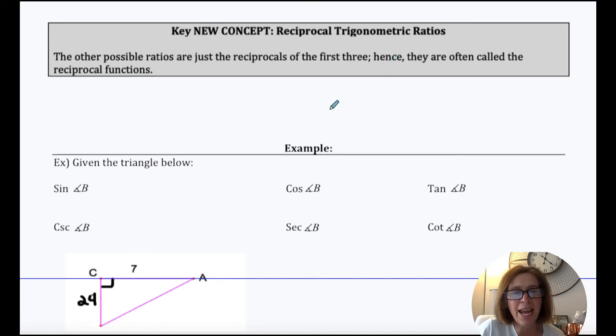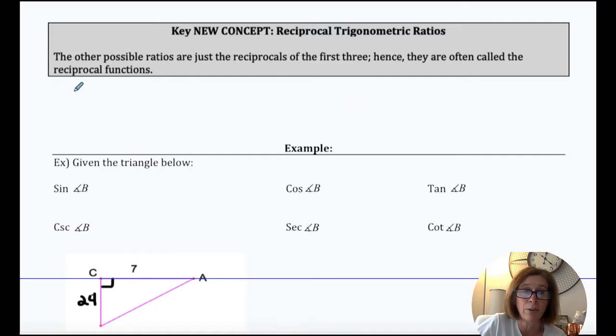Hi everyone, so today we're going to be going over a key new concept regarding trigonometry called the reciprocal functions. We know that we've learned about sine, cosine, and tangent. They have three additional reciprocal functions, one for each of those.